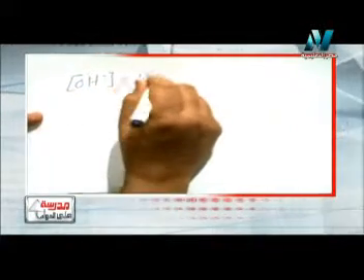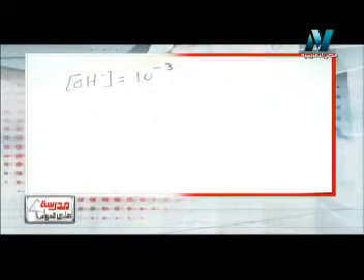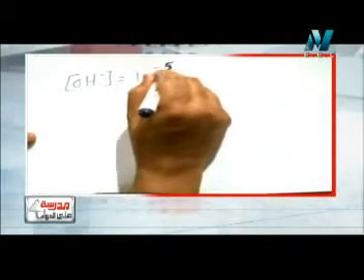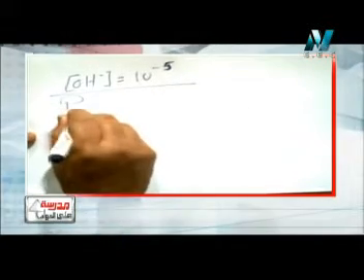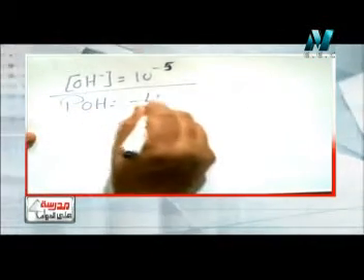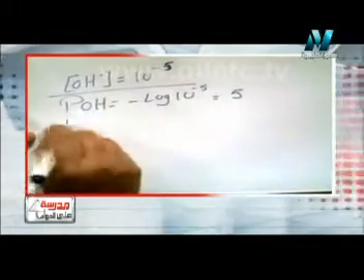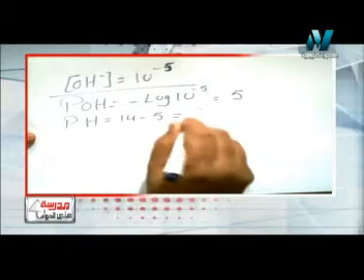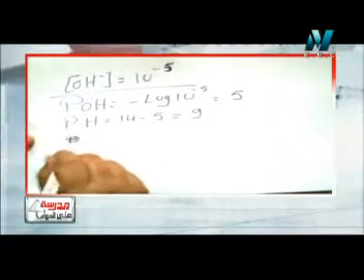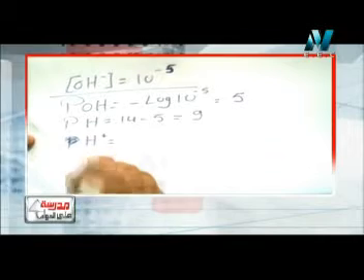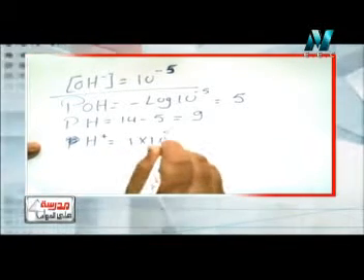Okay, if the OH negative concentration is 10 to the power negative 5, it doesn't differ. At first, pOH is negative log 10 to the power negative 5, which equals 5. pH will be 14 minus 5, which is 9. So the concentration of H positive ion will be 1 times 10 to the power negative 9.